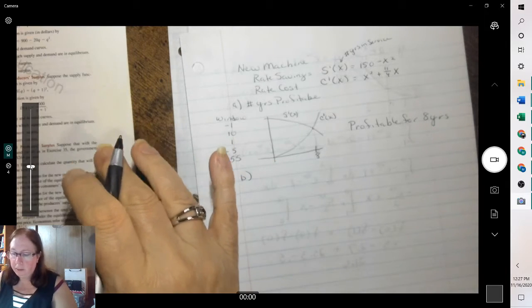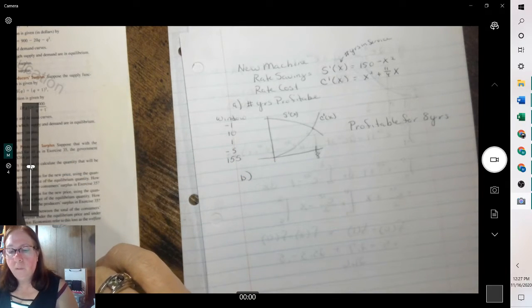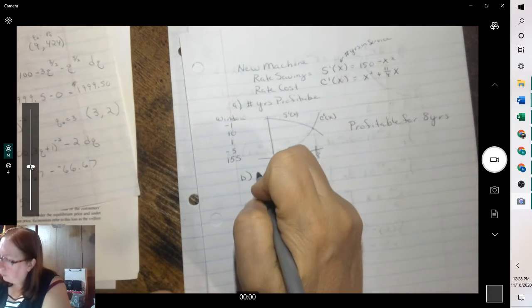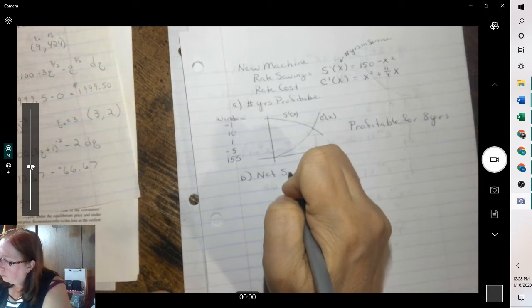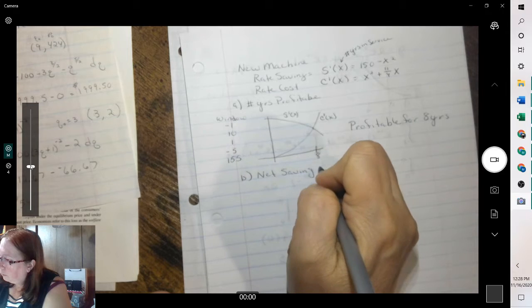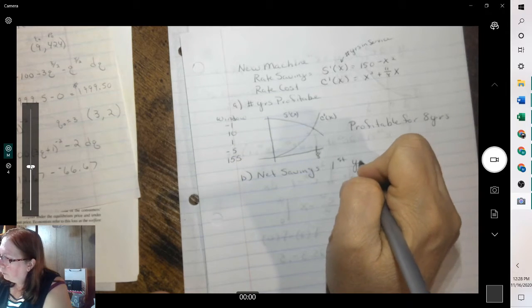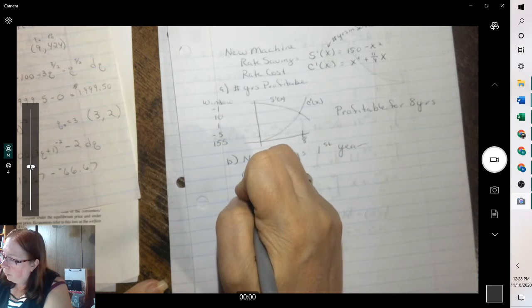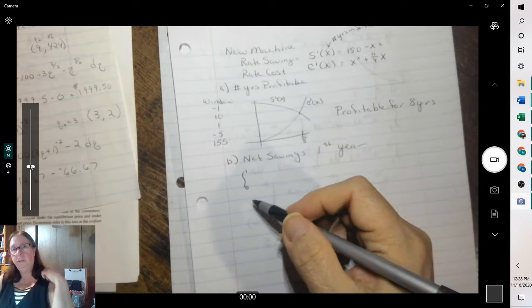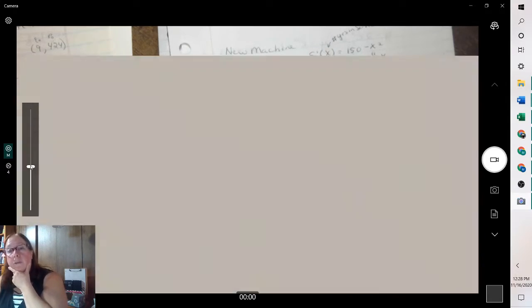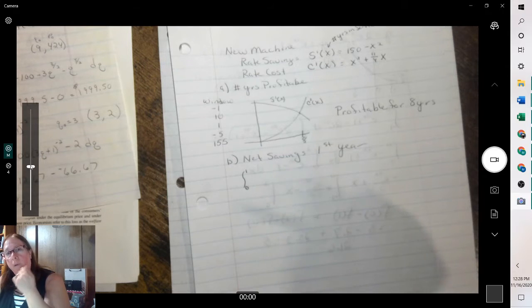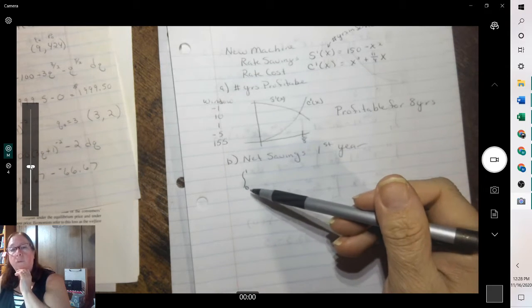B asks, what is the net total savings during the first year of use of the machine? Well, the first year, then we would go from 0 to 1. So if we want the first year, it's 0 to 1. The first 2 years, 0 to 2. The first 5 years, 0 to 5. If you only want the 5th year, you would go 4 to 5.